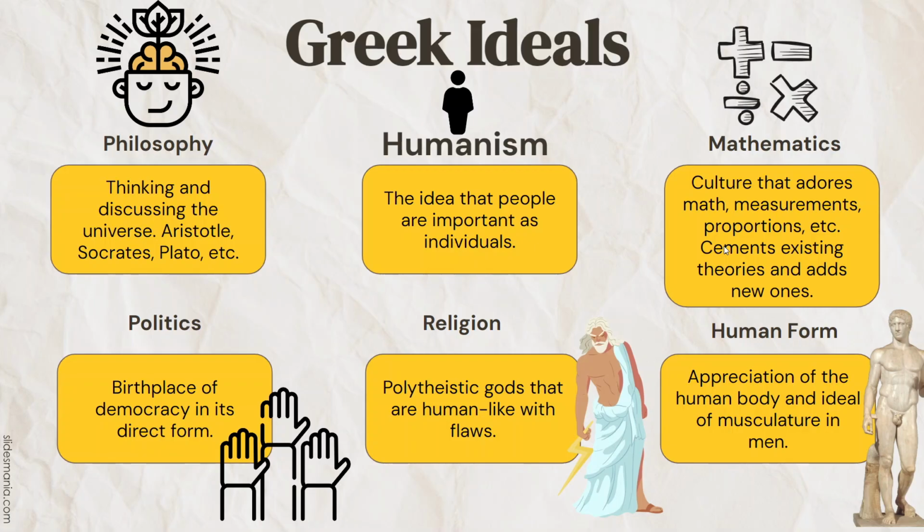Religion-wise, we're looking at another polytheistic culture. So just like Mesopotamia, just like Egypt, we see these gods popping up in the Minoan and Mycenaean cultures. And it's very similar types of gods. You have a sun god, you have a god of gods, you have a god of war, all those kind of things. Very similar to our other polytheistic cultures we've looked at so far.